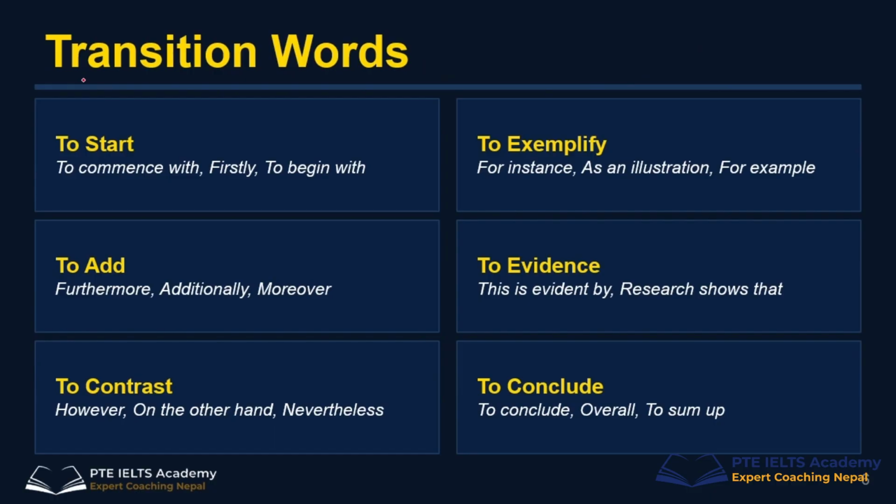Now let's look at the transition words that will make your essay flow beautifully. Transition words are the glue that holds your essay together. They signal to the examiner that your writing is organized and coherent, which directly improves your development, structure, and coherence score. I have grouped them into 6 categories. Let me go through each one.